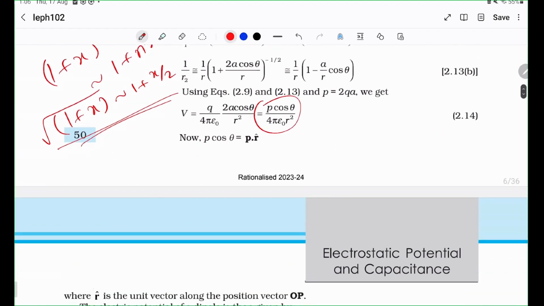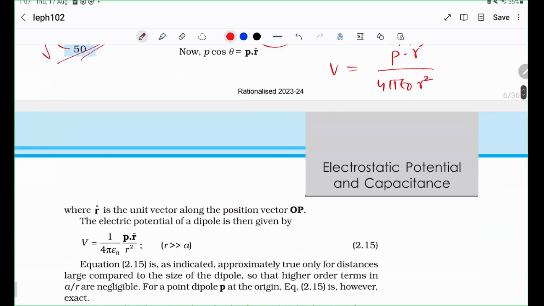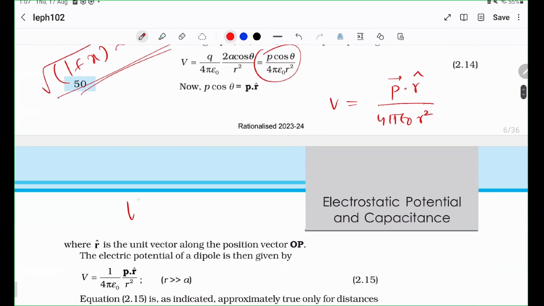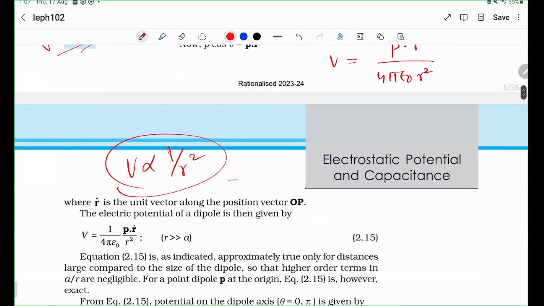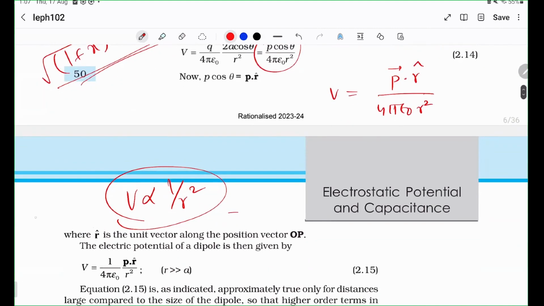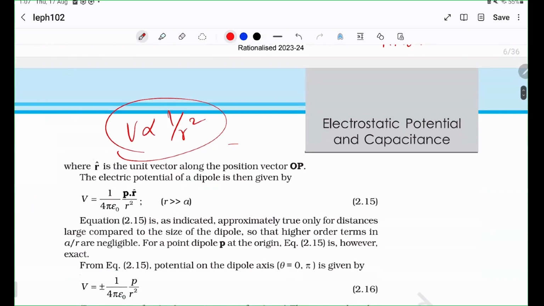So this is the formula that you get for dipole moment. The potential is P dot R cap by 4 pi epsilon naught R squared. Now you see that the potential actually falls off as 1 over R squared. Very interesting, right? And you may ask how this dimensionally works out, but the units are all fine. I have not defined what dipole moment is. I'm very sorry, I'll do that now.